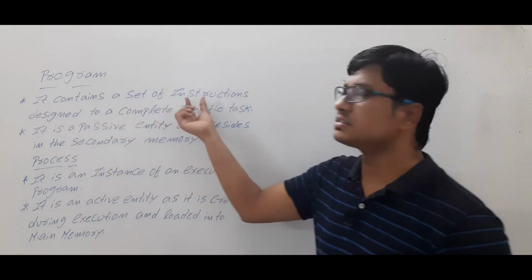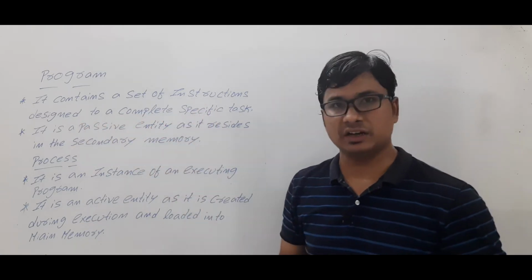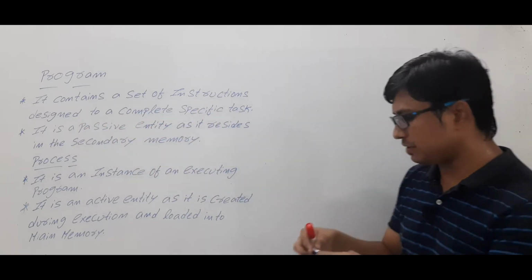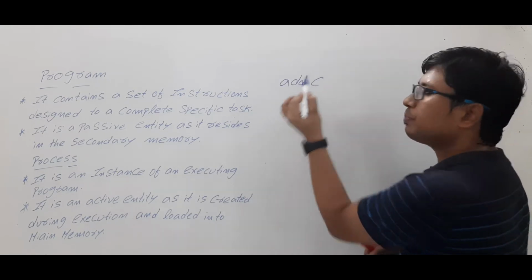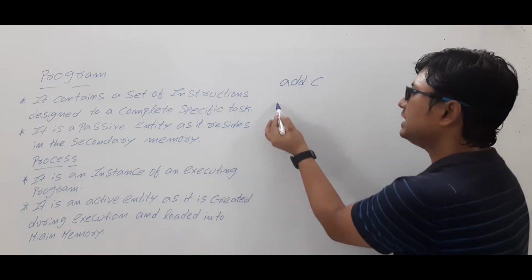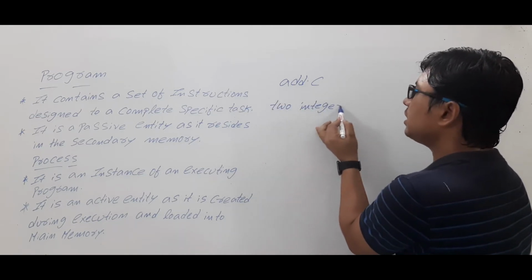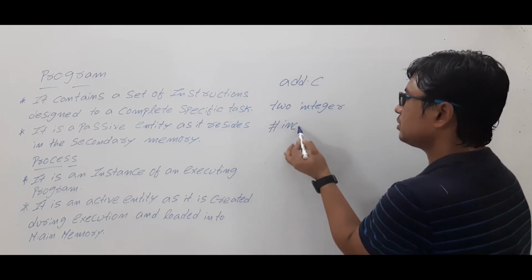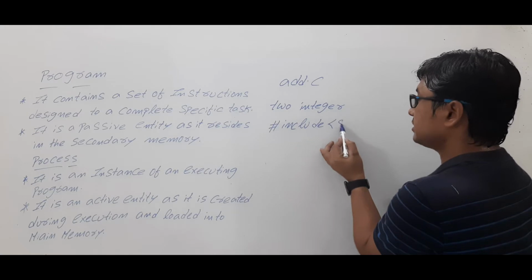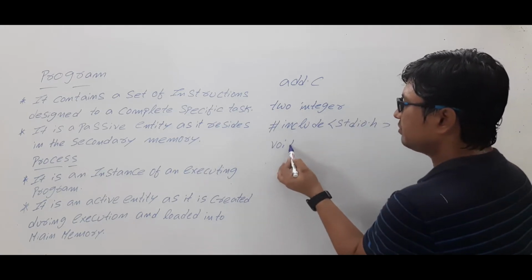A program contains a set of instructions designed to complete a specific task. Suppose you have written a C program called add.c to perform addition of two integers. Then you will include the header file called stdio.h, so you will write #include <stdio.h>. Then you will write the main function.